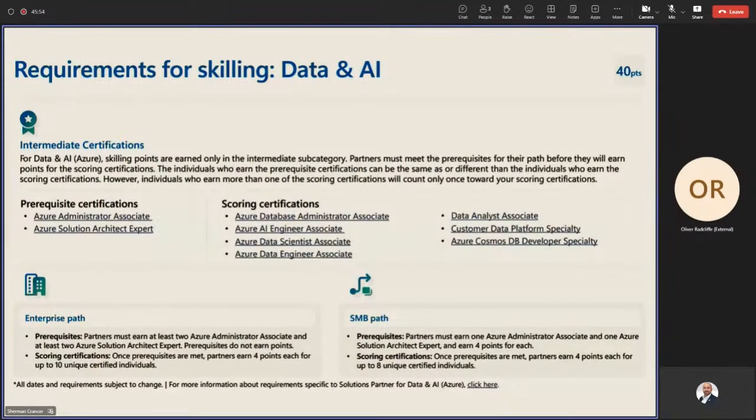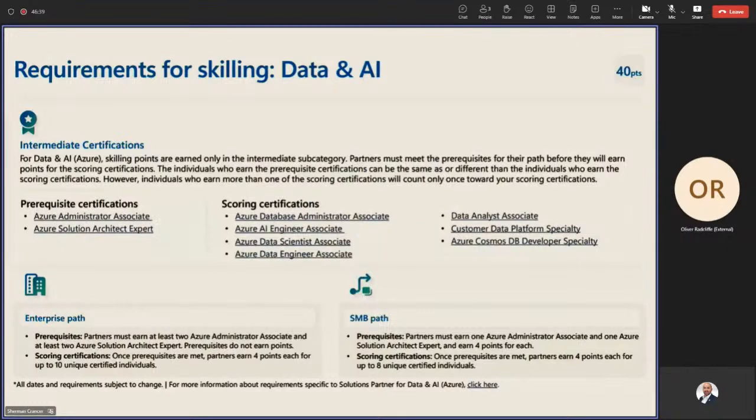If you're doing enterprise and your customers are over 1,000, you have to have 2 Azure admins and 2 Azure solution architects to meet the prerequisites, and then you have to have at least 1 scoring certificate in order for all the points to actually start being activated, okay? So for enterprise, remember, it's 4 points per cert. So in the enterprise scenario, you would get 16 points for the prerequisites, and then you'd get an additional 4 points, which would make it 20 if you had a scoring certification. Yep. But you get 0 if you only have prerequisites.